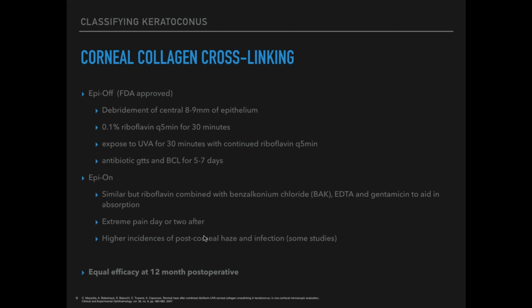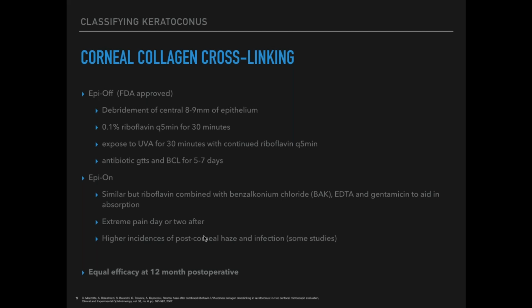And then you still have to wait for the vision to clear up, which can take a little bit of time. To do this procedure, they debride the epithelium. It's just the 0.1% riboflavin every 5 minutes for 30 minutes to saturate the cornea. You expose it to that UV light, and then you continue to apply the riboflavin every 5 minutes during the 30-minute exposure. And that's really it. You get a bandaged contact lens, an antibiotic, and you're out the door.